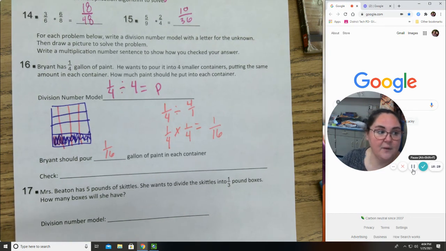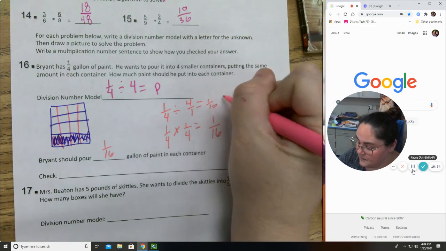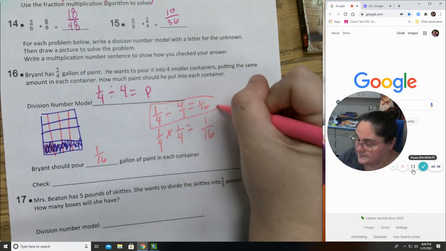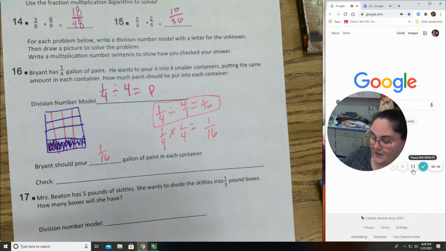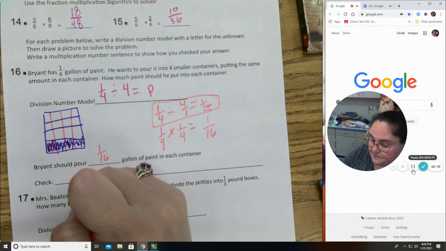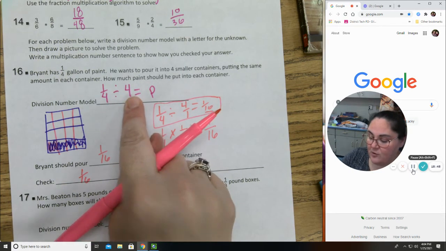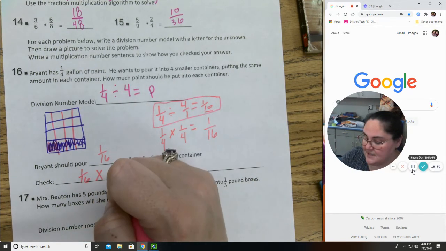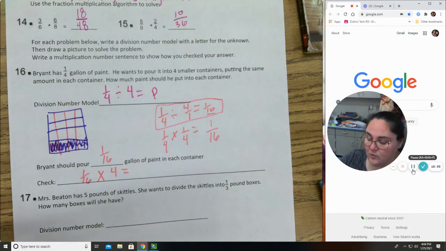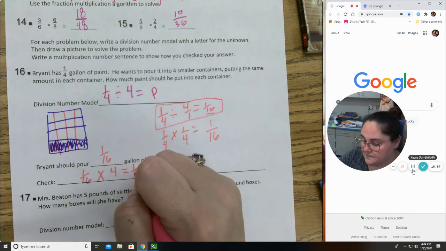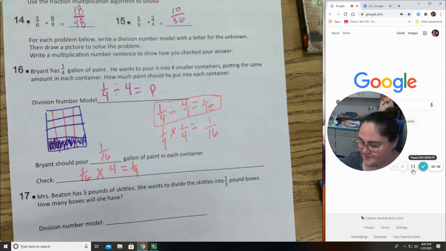Now, I'm going to go ahead and write my problem right here. This is my number model with an answer. So now I'm going to show you the division way or the multiplication way to check it. I'm going to take my answer, multiply by the whole number or what I divided by. So 1/16 times 4 equals my original. There we go.